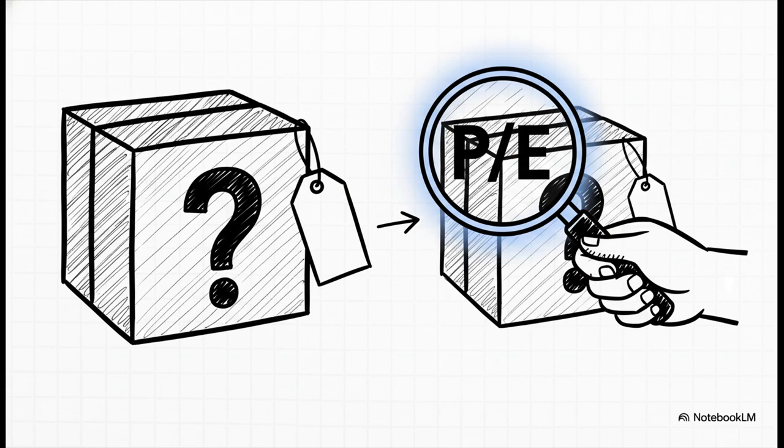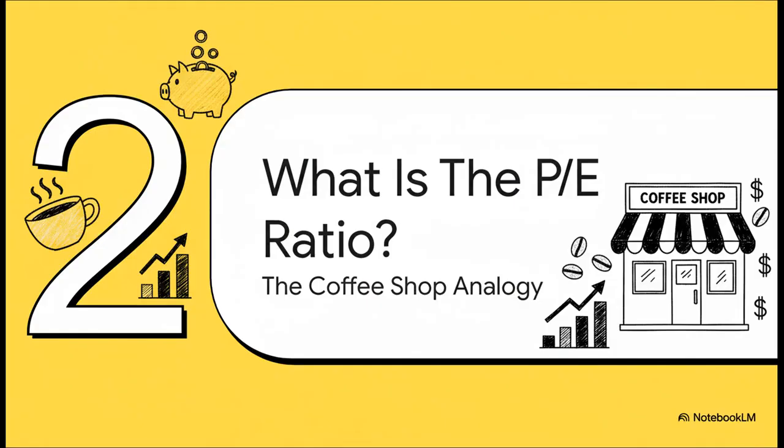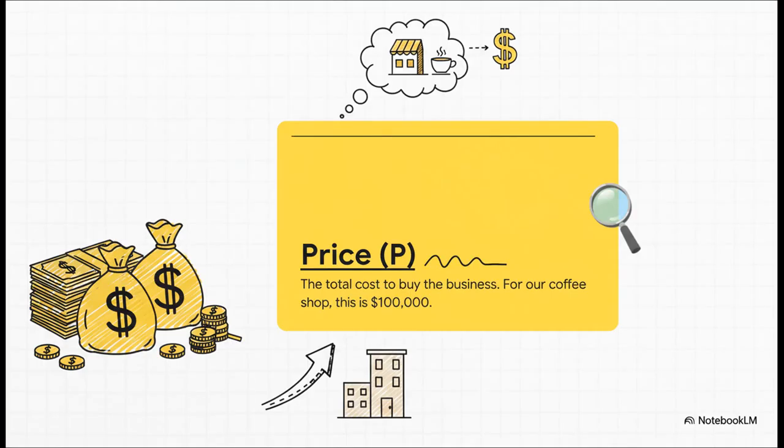So to get to the real answer, the tool we need is the PE ratio. And to understand what that is, let's just forget about the stock market for a second. Let's use a really simple, real-world example instead. Okay, so imagine you're thinking about buying a local coffee shop. Trust me, this is going to make the whole PE thing click. First thing you look at is the price, right? What's it going to cost you to buy the entire business, lock, stock, and barrel? Let's just say it's an even $100,000.